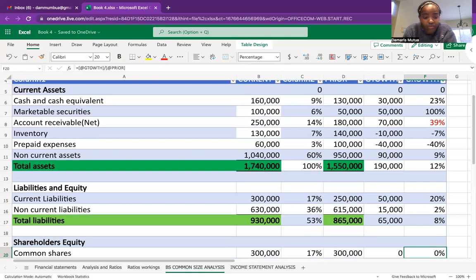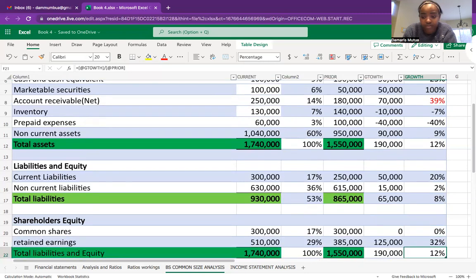Let's check now the common shares equity. 0% growth on the common shares. We did not raise money through common shares. So the figure is still the same from prior period to current period. Our retained earnings have grown by 32%. This is attributable to growth in profits, net of dividends paid. And maybe also we could have used our retained earnings to make investments.